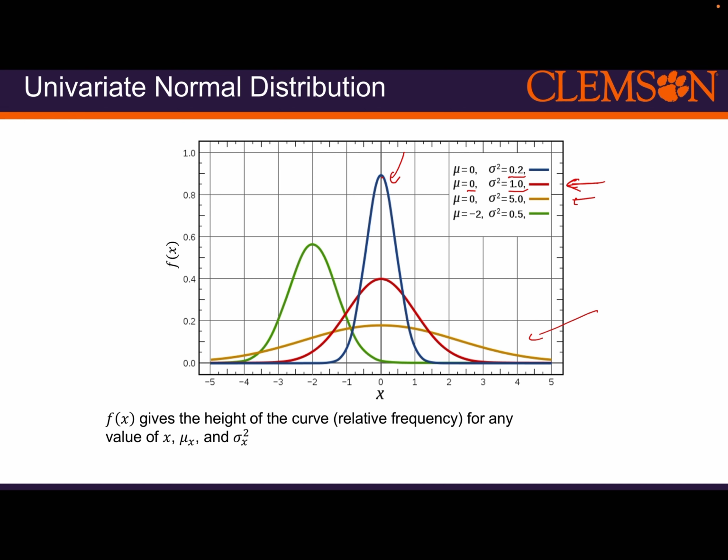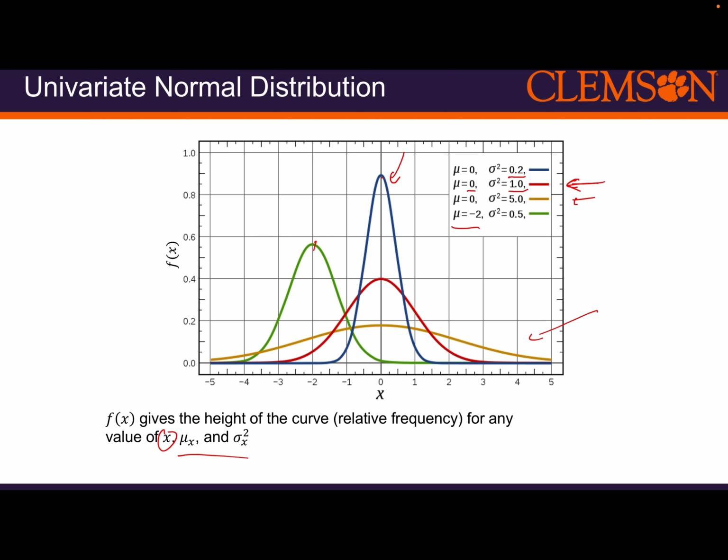Finally, we've got where we shift the mean slightly. We can shift the mean down 2 points, and the mean shows up here for the green line. Once again, f of x gives the height of the curve, or the relative frequency, for any value of x with a mean mu and a variance sigma squared.